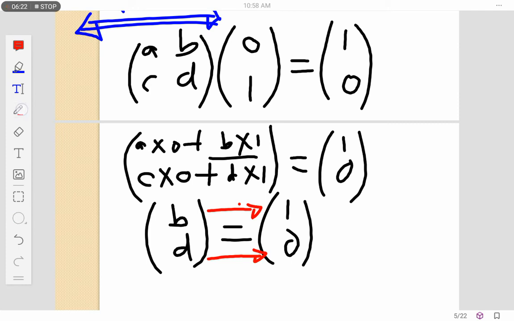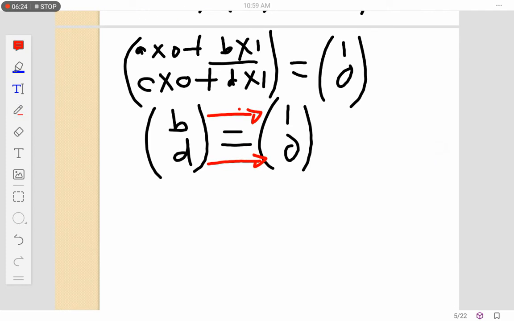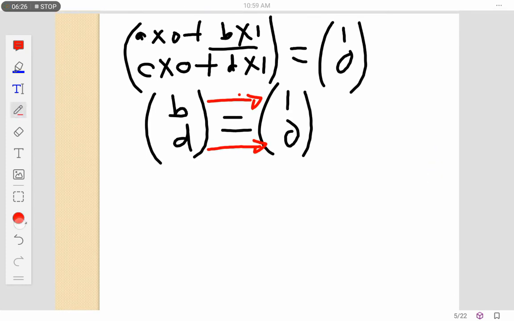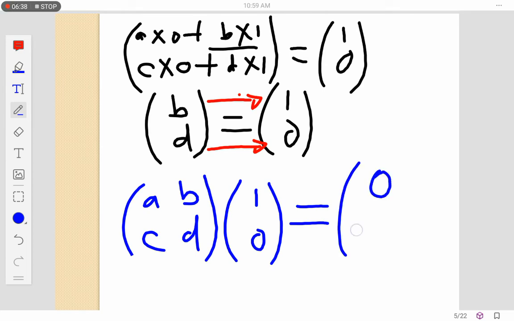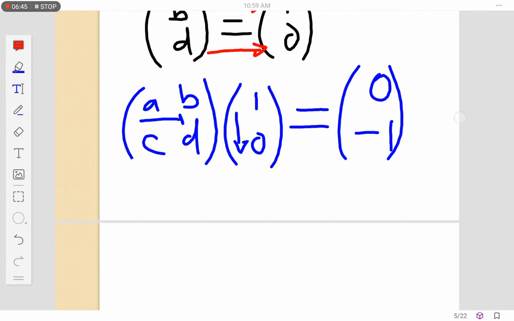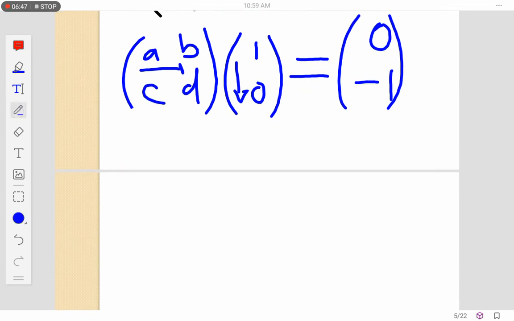We can do the same for C. For C, we have our a, b, c, d. The initial point of C was 1, 0. The final point was 0, minus 1. Then I do my row by column multiplication. I'm just going to go straight to the answer there, otherwise it's straightforward.